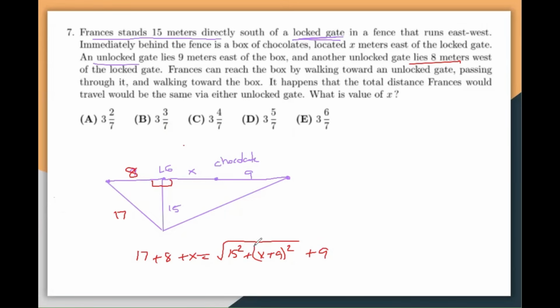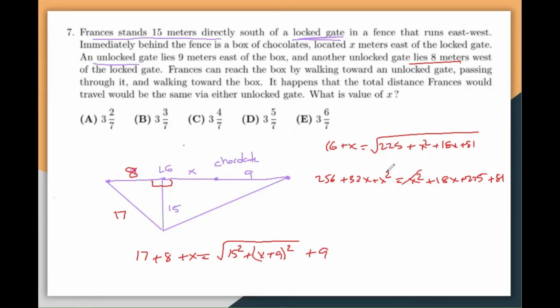So to cancel this 9, because it's not easier to deal with the radical, I subtract 9 from both sides. So you get 16 plus x equals the square root of 225 plus, when you expand those, x squared plus 18x plus 81. And that is under the radical, right? Okay, so if I square both sides, now you have 256 plus 32x plus x squared, and then you have x squared plus 18x plus 225 plus 81. Cancel these, and then you subtract 18x from both sides.